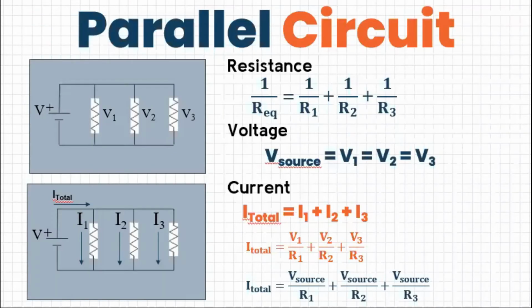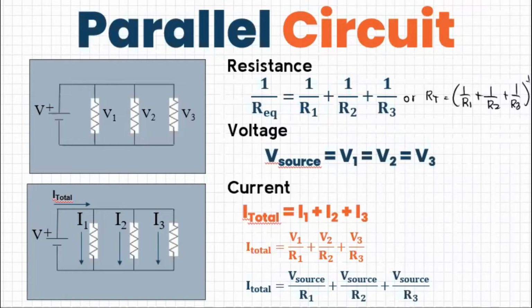For parallel, let's move forward with the parallel circuit. In getting the total resistance for a parallel circuit, this is the equation we use: 1 over R equivalent is equal to 1 over R1 plus 1 over R2 plus 1 over R3. Or RT is equal to (1 over R1 plus 1 over R2 plus 1 over R3) raised to negative 1.